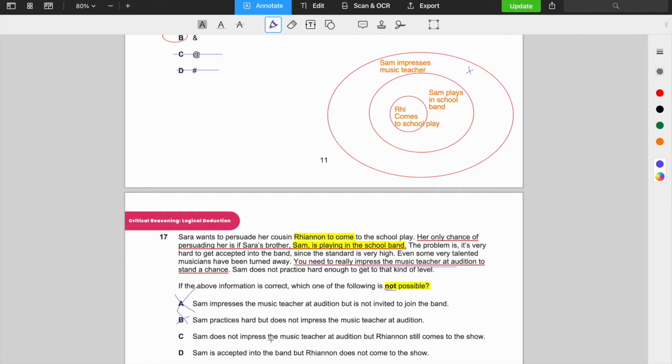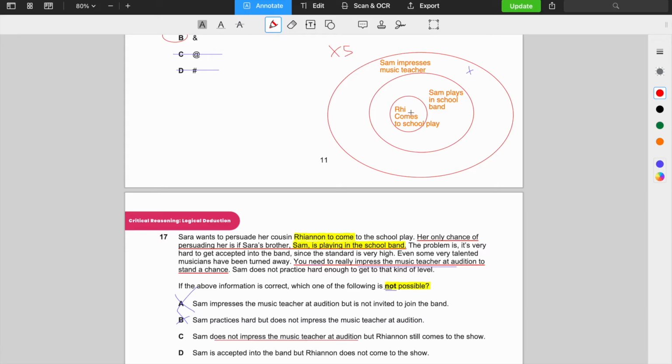Sam does not impress the music teacher at audition, but Rhiannon still comes to the show. That's impossible. Why is it impossible? Because if Sam does not impress the music teacher at audition, that means he's not lying in that outer circle, so he's somewhere here, right? Sam is lying somewhere here. Then it's impossible for Rhiannon to come to the school play.